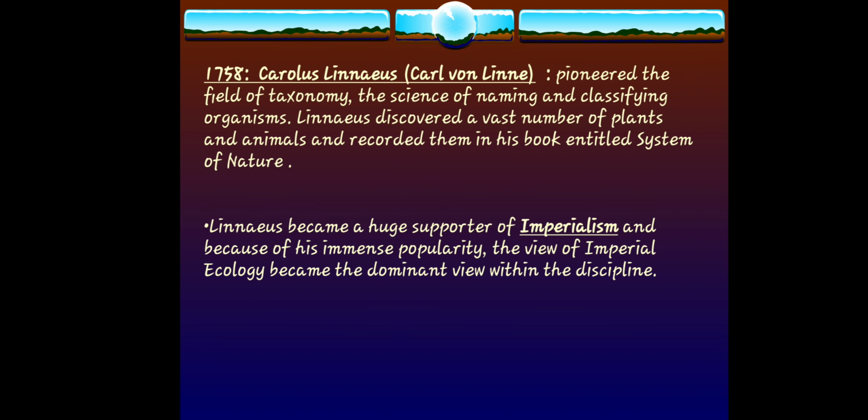Okay, so let's move. In 1758, Carlos Linnaeus, or Carl von Linné, a pioneer in the field of taxonomy, the science of naming and classifying organisms. Linnaeus discovered a vast number of plants and animals and recorded them in his book entitled System of Nature. Linnaeus became a huge supporter of imperialism, and because of his immense popularity, the view of imperial ecology became the dominant view within the discipline. So Carlos Linnaeus is the person who continued the classification of plants and animals.